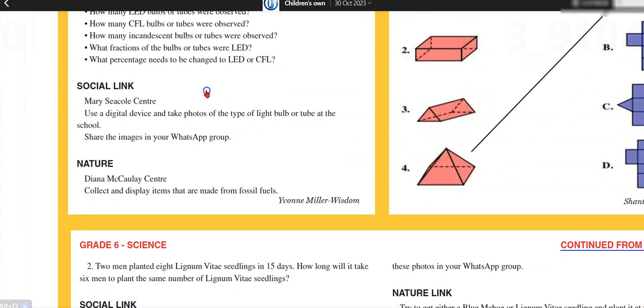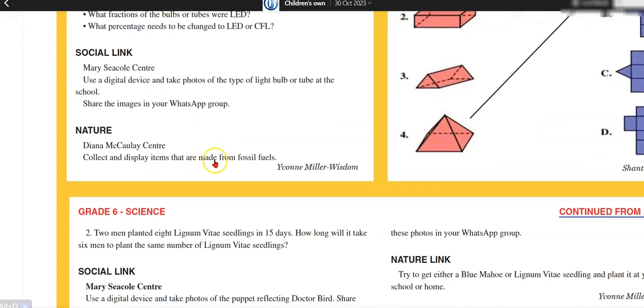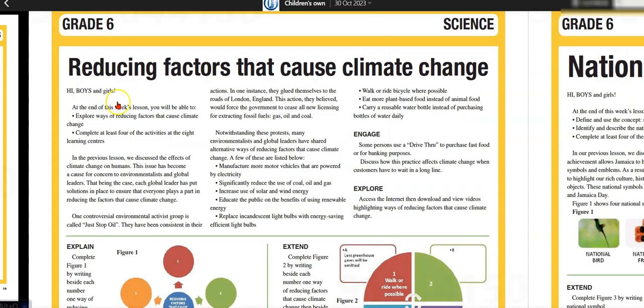Social studies link now. Mary Seacole Center, use a digital device and take photos of the types of light bulbs or tubes at school and share the images in your WhatsApp group. NatureLink, Dan Macaulay Center, collect and display items that are made from fossil fuels. So again, we were looking at reducing factors that cause climate change. All right, do those activities and I'll see you in the next episode.